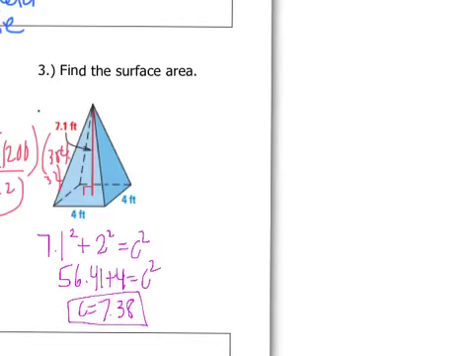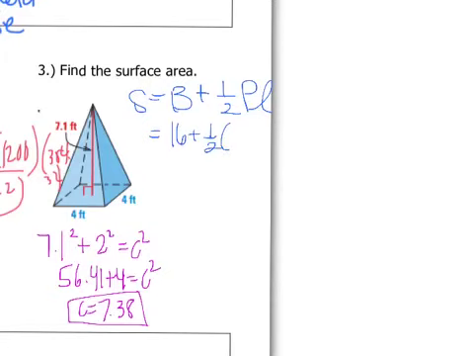Now looking to find the surface area, we have the area of the base plus 1/2 times the perimeter of the base times the slant height. Lauren, what was the area of your base? 16. 16. Plus 1/2, what was the perimeter of your base? 16. Also 16, and then we'll use that 7.38 slant height that Jackson found from here. It's just a matter of using those calculators.